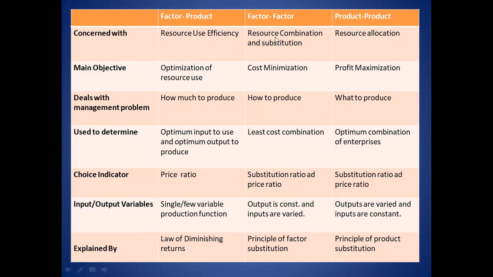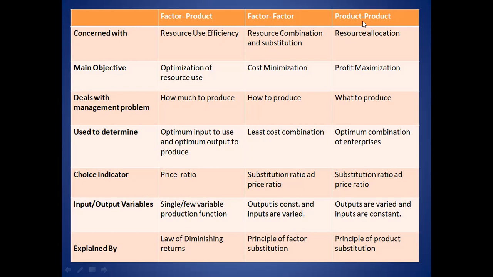Regarding factor-factor, our concern is the resource combination and substitution. We have 2 resources. Using those 2 resources, we have to produce the same product. So how we can substitute and how we can combine those 2 resources, that is called the factor-factor relationship.